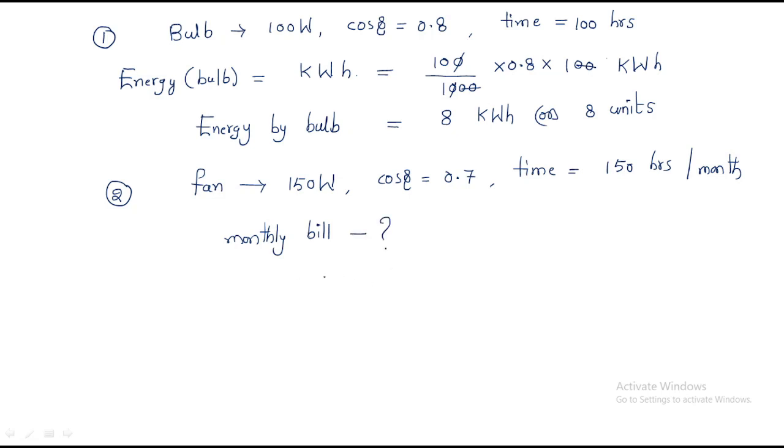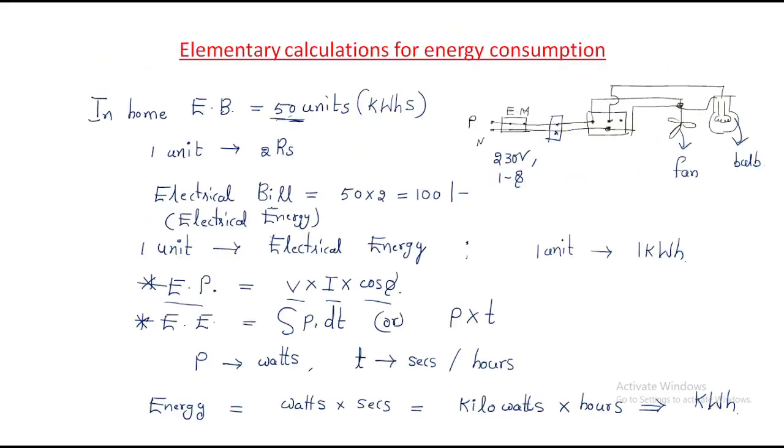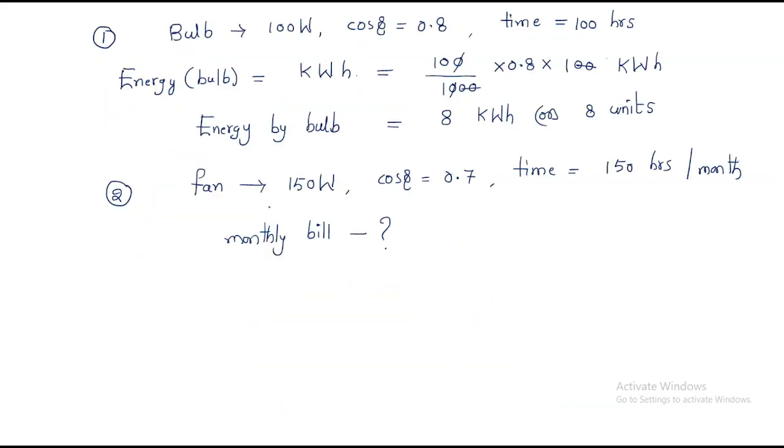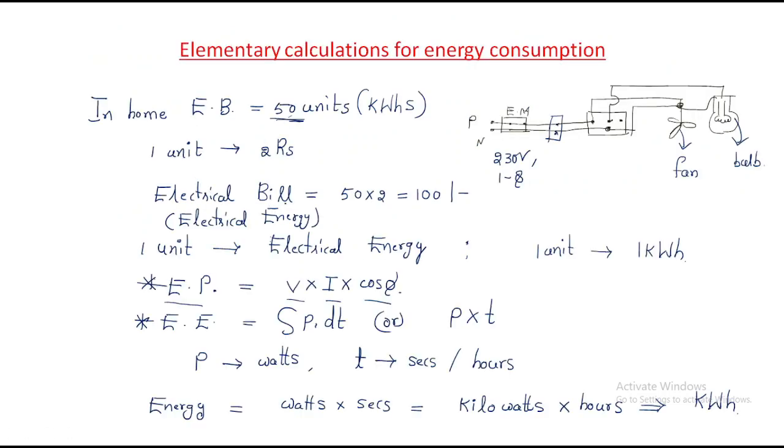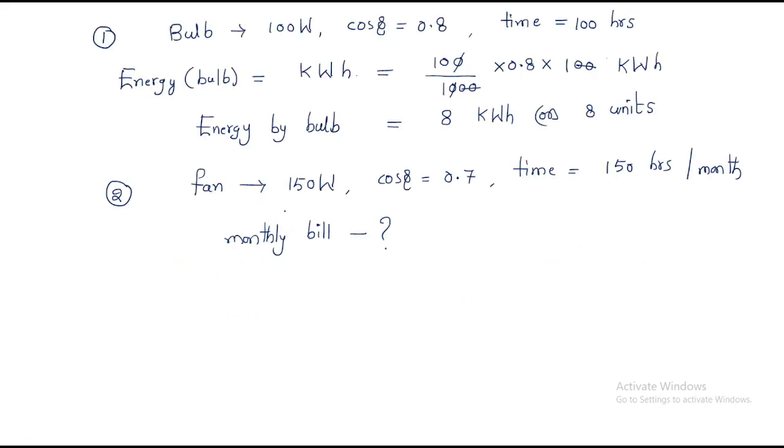So this process you can apply to your home. In your home we have more bulbs, more fans, and a TV, fridge, heater, all those things. You can calculate those, then you will get the bill directly. This is the process to find out the calculations required for energy consumption.